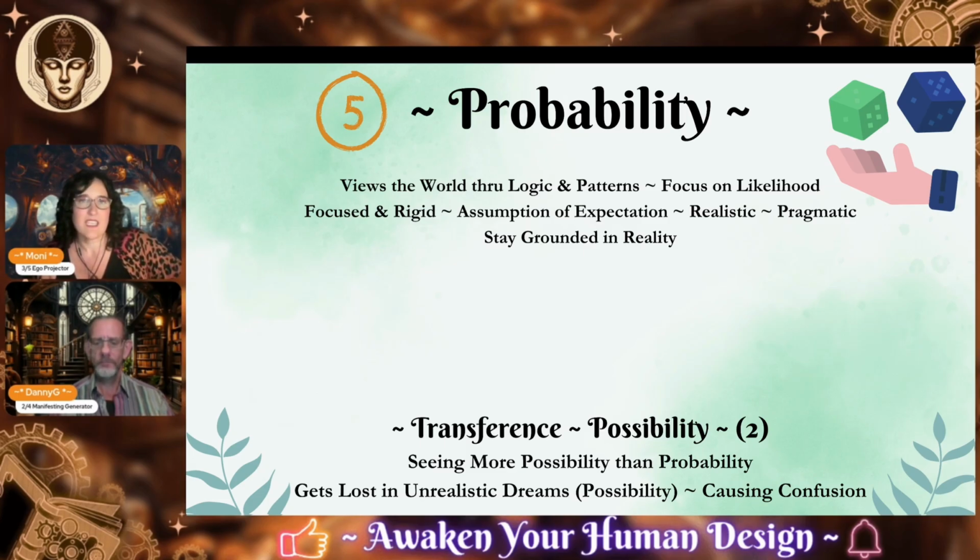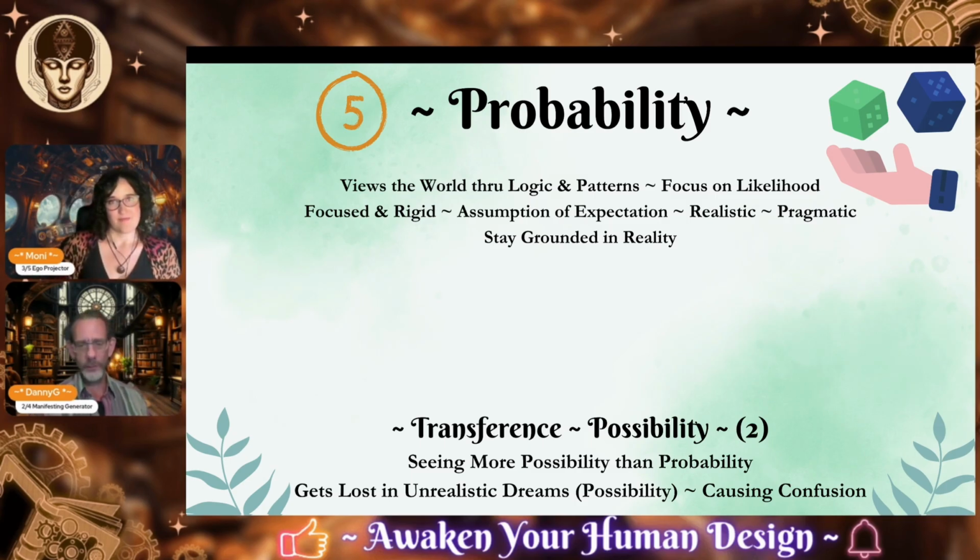And possibility is about seeing more the possibility than the probability, and getting lost in unrealistic dreams, which causes confusion. It will always cause confusion because it doesn't have what's required to form a probability. The possibility never has the full foundation of what's required to form a probability. It just has possibilities. Could be this, but could be this. But like I said before, the probability person needs those possibilities.